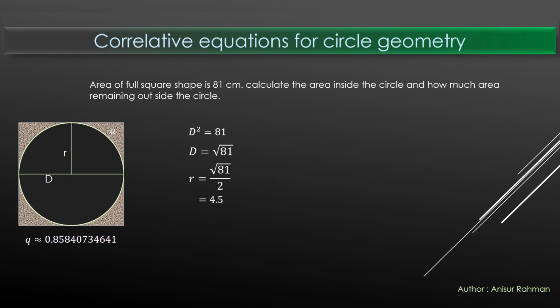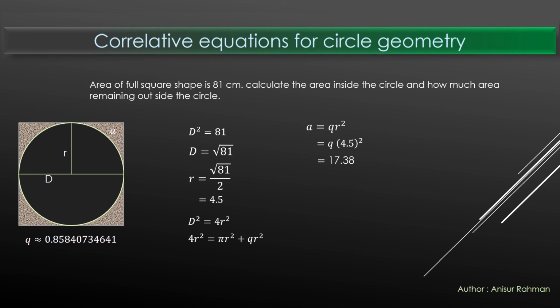We have the equation for the area of the square shape: d square is equal to 4 times r square, and 4 times r square is equal to pi r square plus qr square. Now let's write the equation for the area outside the circle, or small letter a. Small letter a is equal to qr square. Therefore we write the value of q multiplied with 4.5 square, which is equal to 17.38.